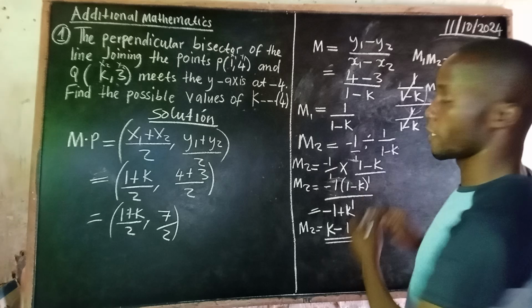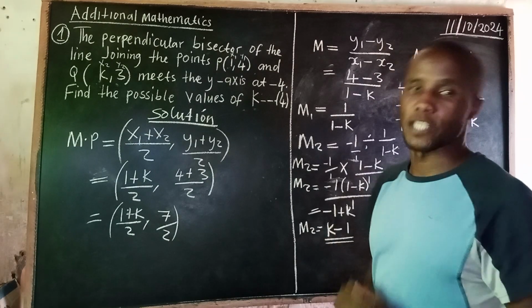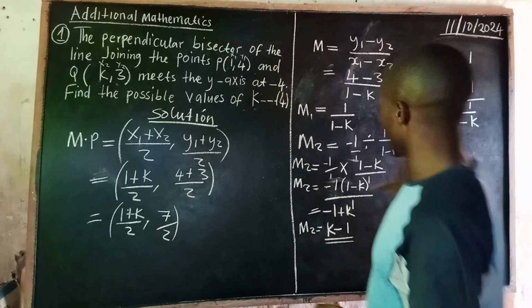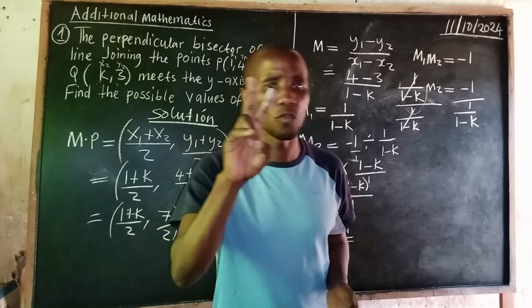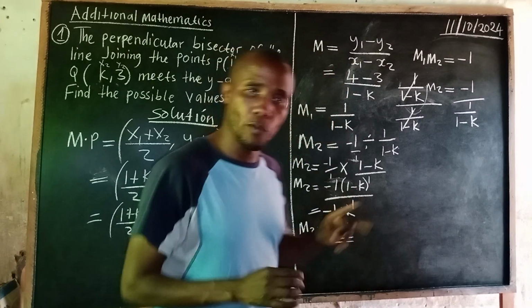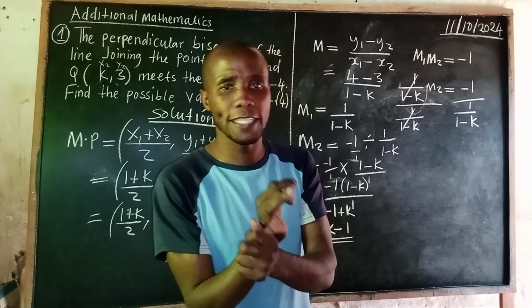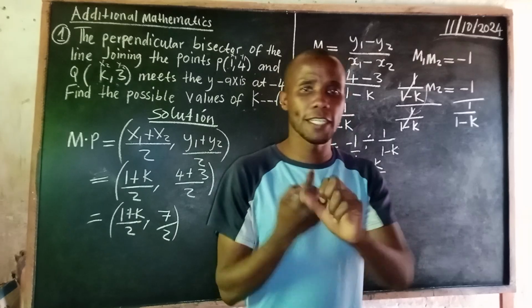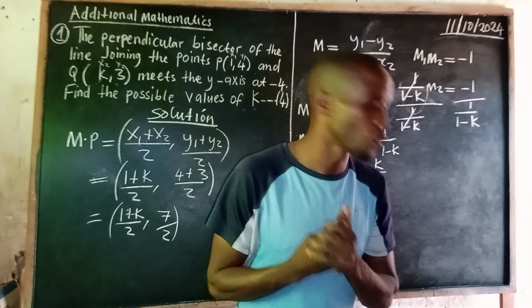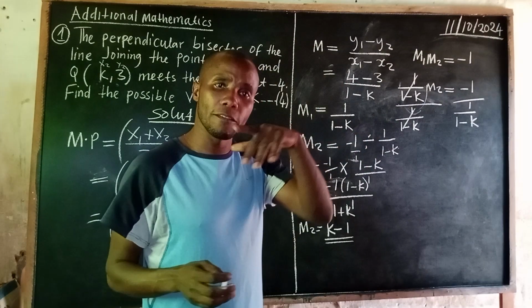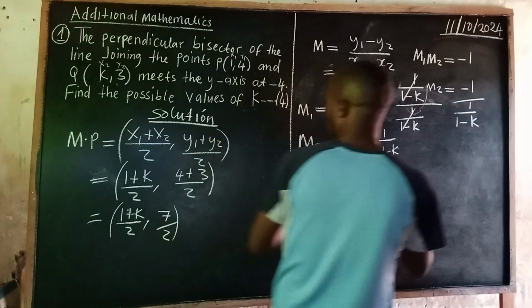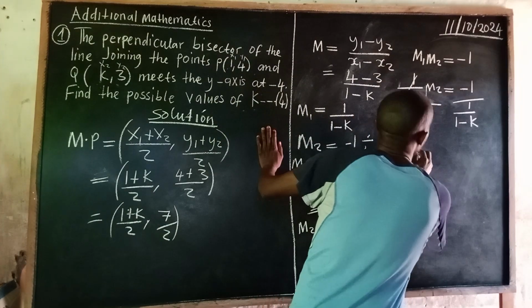So now that we have the gradient and we have the coordinates there, it is very easy that we can proceed to the actual equation. Now, on the equation part again, we have got two methods that we use. There is one, gradient intercept form and gradient point form. So it's up to you to choose. But for me, I would advise you to use the gradient point form because it is straightforward.